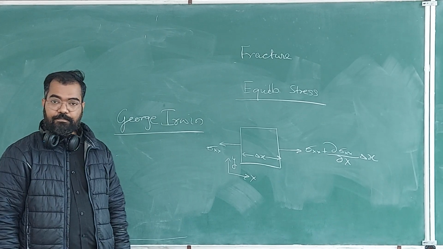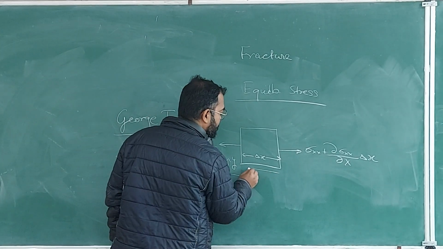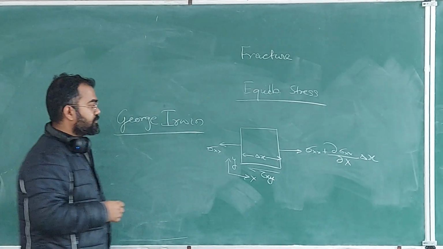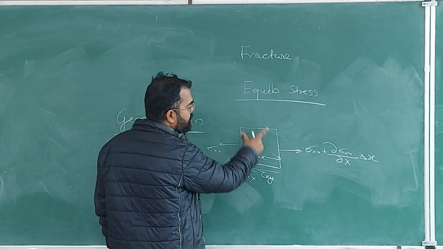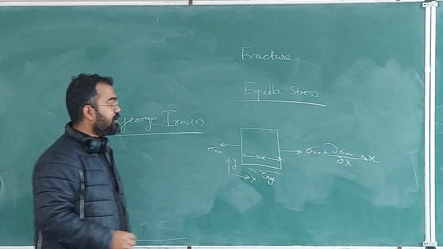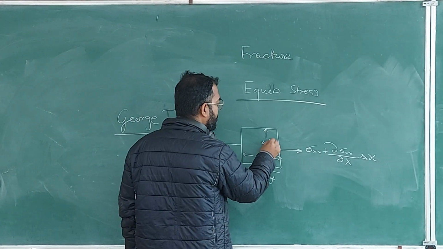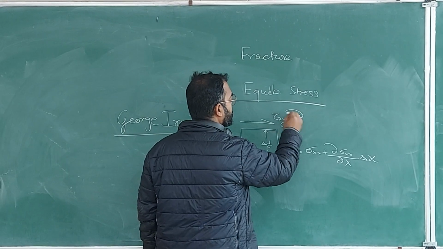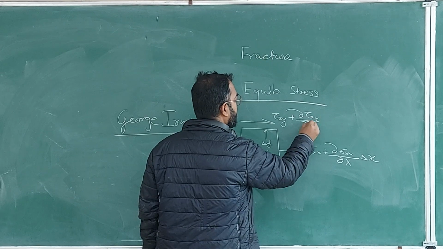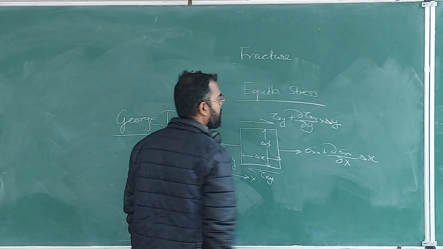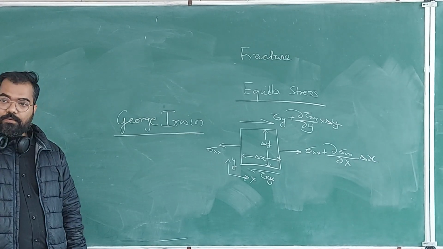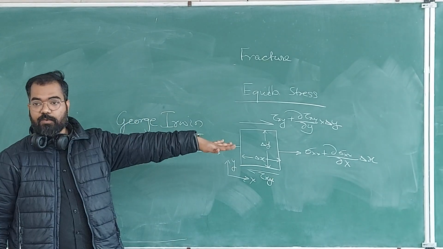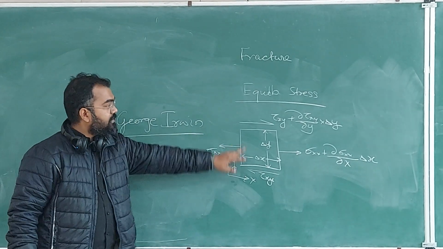Right? Then I will have tau xy or tau yx. This will be changing with the y direction. So if this dimension is delta y, then here I will have tau xy plus del tau xy by del y into delta y. Right? And this is of course negative, and that is positive if we take that as positive. So this is negative, that is positive.